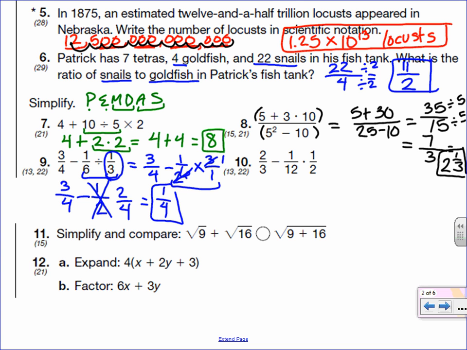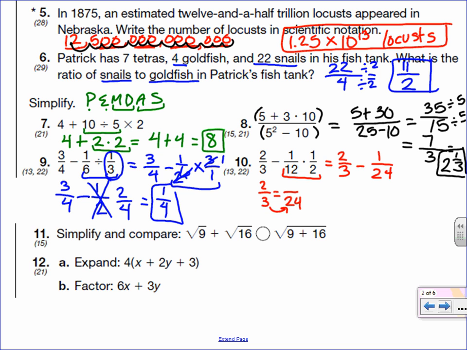Again, we have order of operations with fractions. So the first thing that I need to do is the multiplication, because that comes before subtraction. So 1/12 times 1/2, multiply straight across, and we would have 1 times 1 is 1, and 12 times 2 is 24. So we would have 2/3 minus 1/24. Then we need to get the common denominator, so we're going to write 2/3 as something over 24.